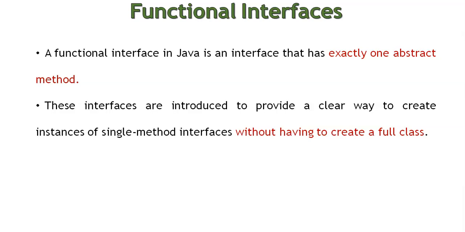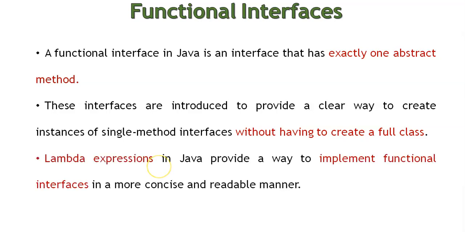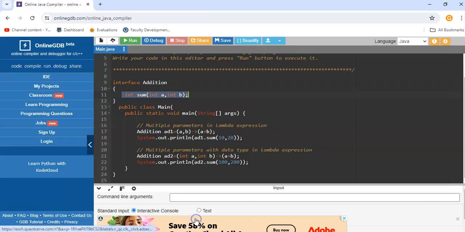These interfaces provide a clear way to create instances of single method interfaces without having to create a full class to implement the interface. The lambda expression in Java provides a way to implement the functional interfaces in a more concise and readable manner. We'll discuss a program for functional interfaces and lambda expressions.